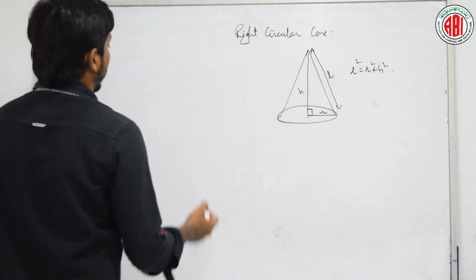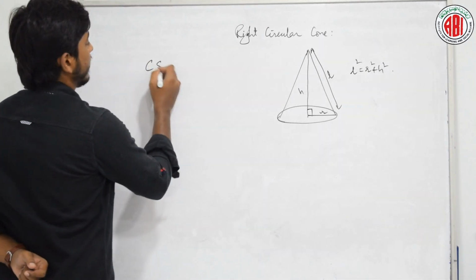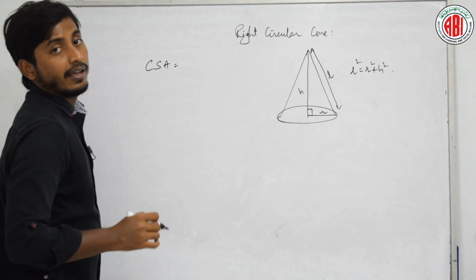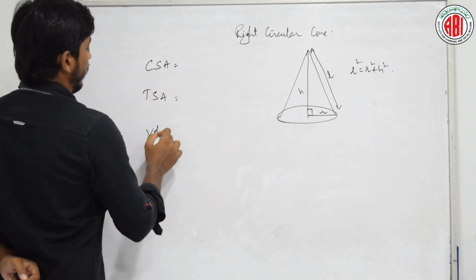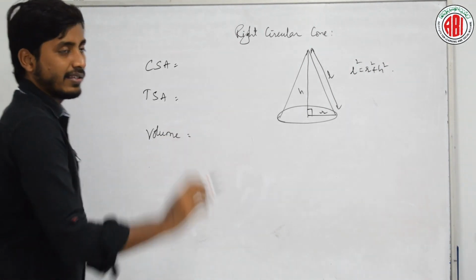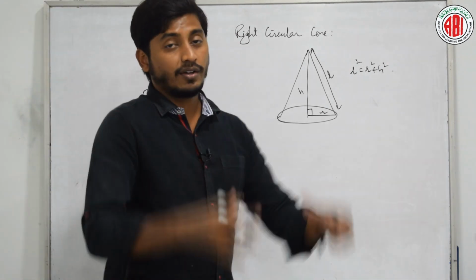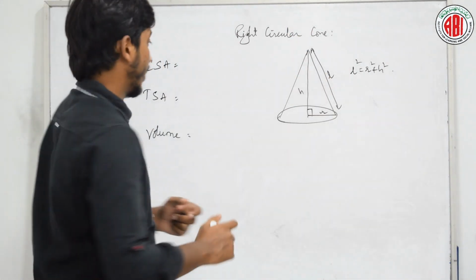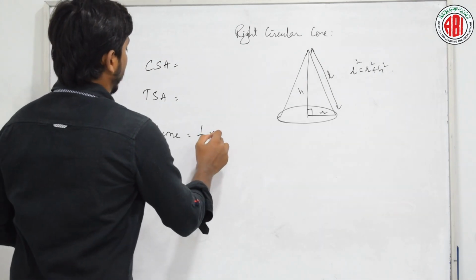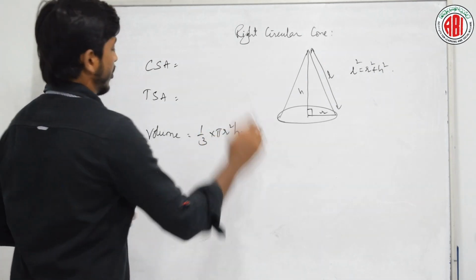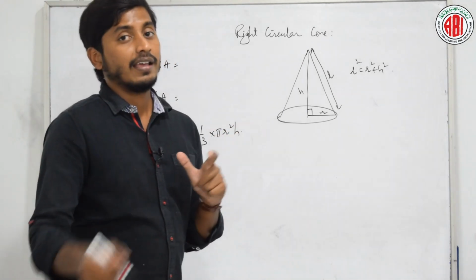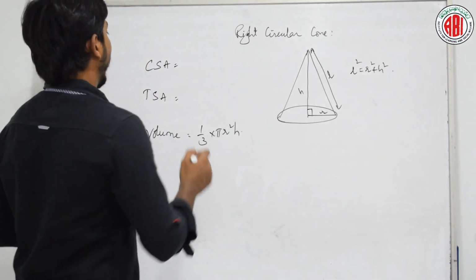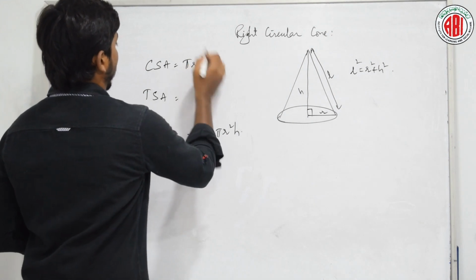Now tell me, what are the things we have to remember? CSA, then TSA, after that volume. Volume is simple, you can remember, it is 1/3 of the volume of a cylinder. That is 1/3 of pi R square H. Now tell me, what is CSA? That is nothing but pi RL.